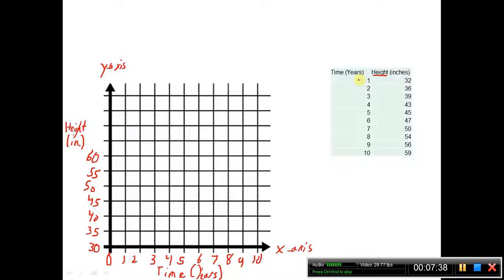So our data points here, these are our X data points, these are the Y data points, right? Because time is on the x-axis, so these are our X data points. And then height is on the y-axis, so these are our y data points. So let's see, our first data point is 1, 32. So I go over 1 on the x-axis and up 32 on the y, and I'm right about here. Next we have year 2, we're at 36, so I go to about right here.